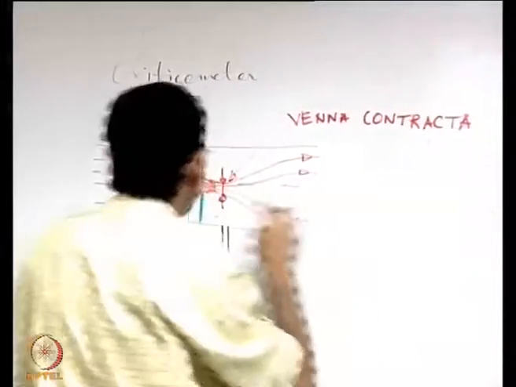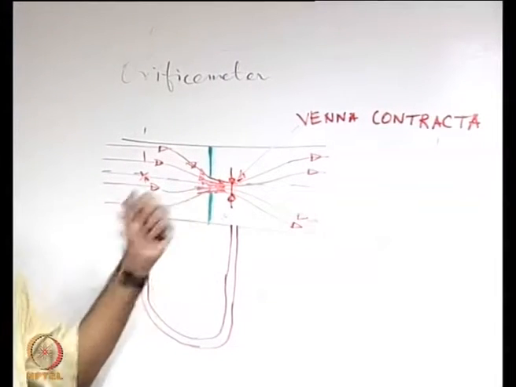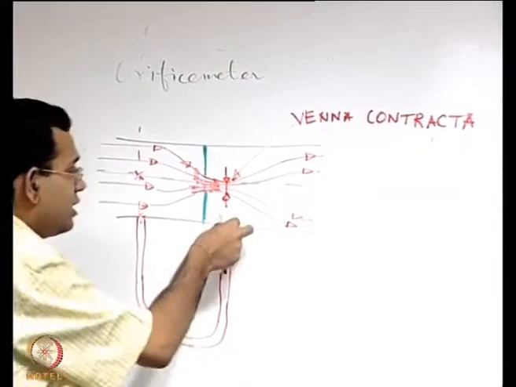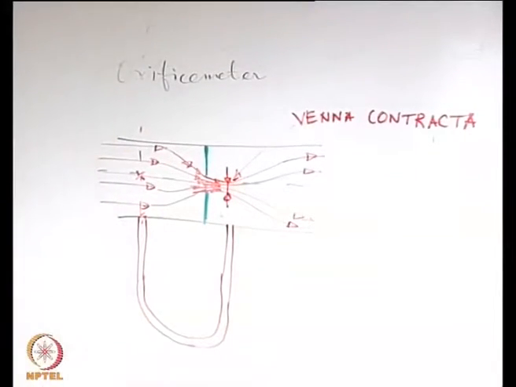That is located somewhat away from the orifice, it is not exactly located at the orifice. So if you connect this limb of the manometer at the position of the vena contracta, then your analysis is quite good.